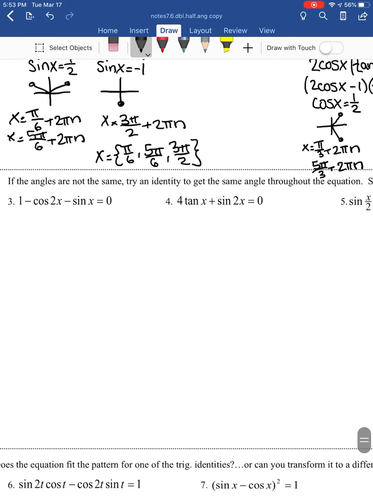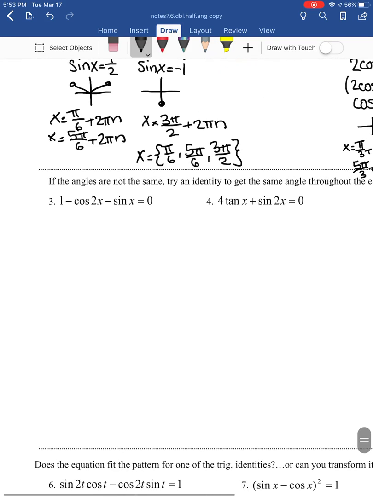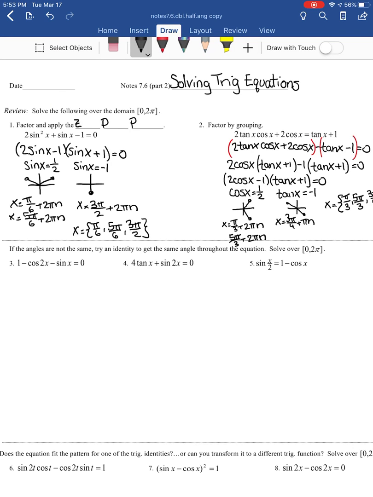That should be fairly straightforward based on the identities that we already know. So now, fun stuff. If we look at the next set of questions, it says if the angles are not the same, try an identity to get the same angle throughout the equation, solve over 0 to 2 pi. So now we have to look for things with this extra layer of complexity, maybe a double angle or a half angle. So hopefully when you look at number 3, you can quickly identify that, look at that.